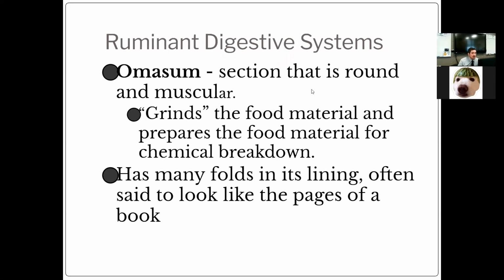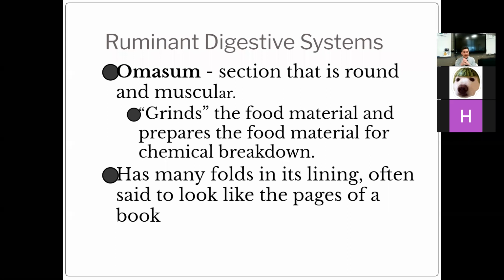The omasum is round and it is very muscular. This is where a lot of our mechanical digestion can take place. So our cellulose or fibrous material that was fermenting in the rumen now moves into the omasum, where it's mechanically ground. So it's going to actually grind the food material and prepare that food material for chemical breakdown, which is going to happen in the abomasum.